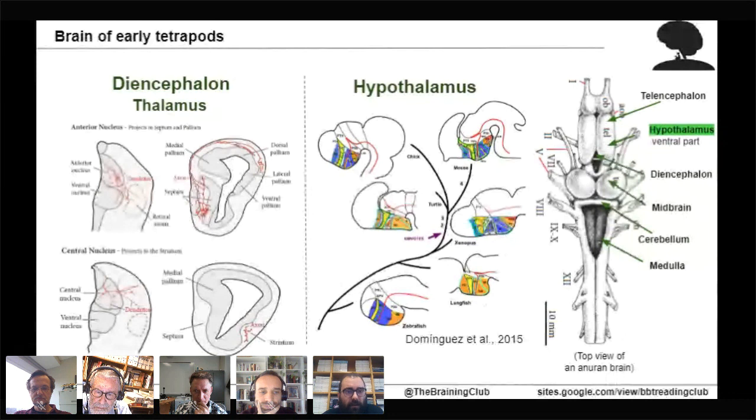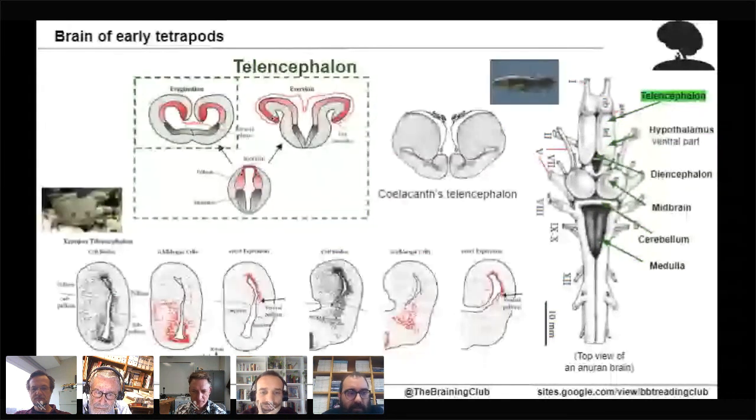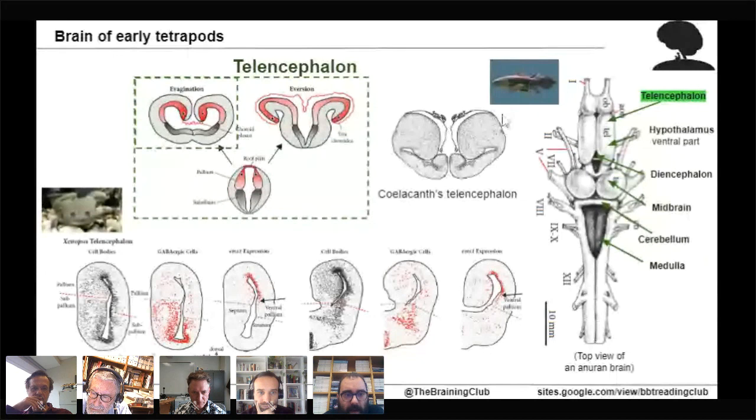The telencephalon also underwent several modifications with the transition to land. Although lungfishes and amphibians have an evaginated telencephalon, it's worth mentioning that coelacanths appear to have a partially everted one. It's difficult to tell because a huge thickening of what seems to be the medial pallium makes it difficult to observe the topology of this telencephalon.